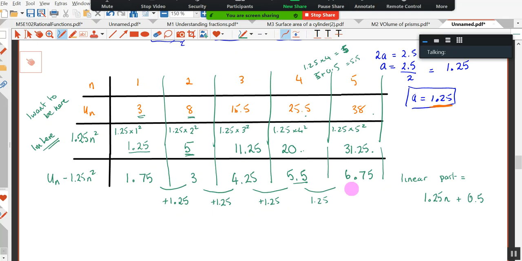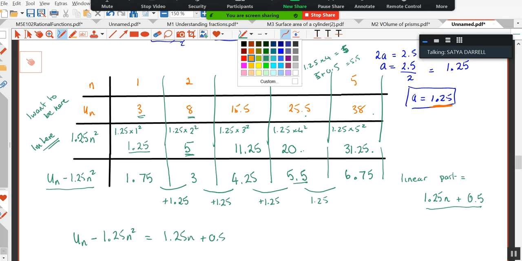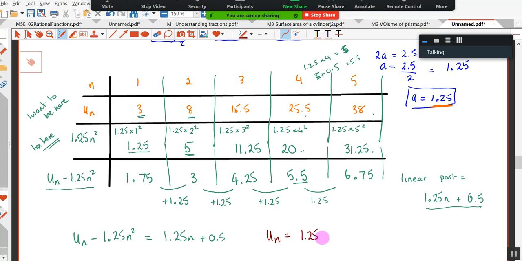So that means that this sequence bit is here. So now I can say that u_n equals 1.25n squared plus 1.25n plus 0.5. So sorry, Satya, I jumped in. What were you going to tell me? Would it be u_n equals 1.25n squared plus 1.25n plus 0.5? It would.